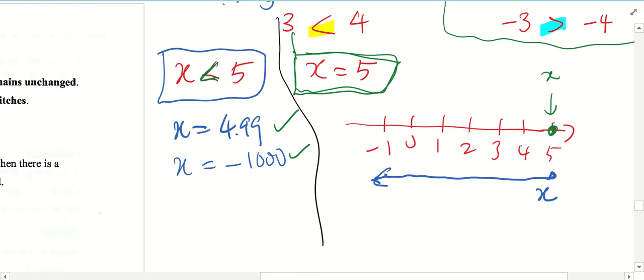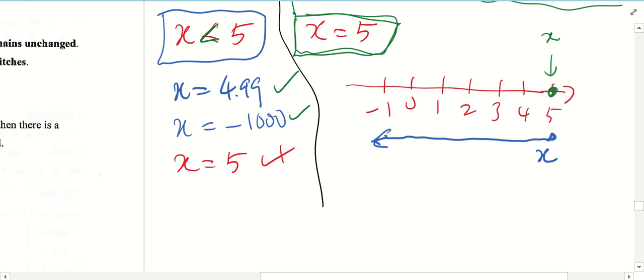But any number that is equal to or bigger than 5 cannot. So for instance, x equals 5 itself cannot, right? Because it is not smaller than 5. X equals 5.01 cannot, because it is not smaller than 5. So when we have an inequality involving algebra, an unknown, that unknown can take multiple values.